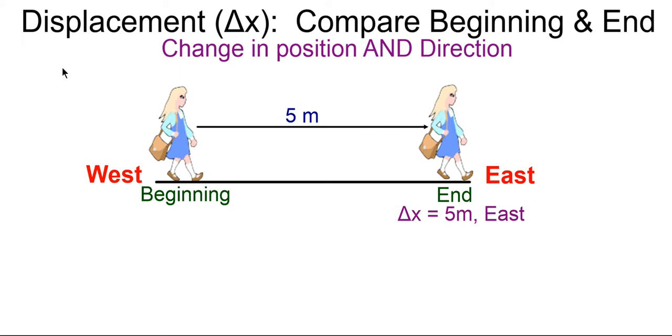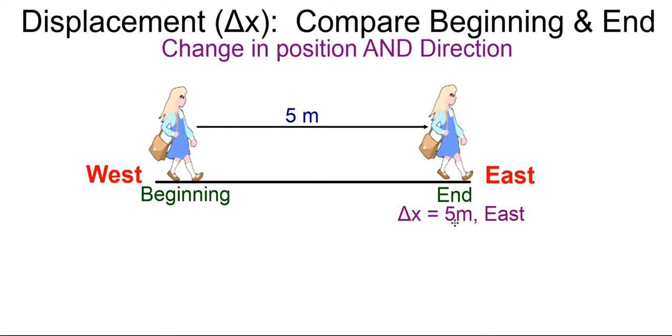Now, the first one is displacement. It's delta x. That's change in position. Now, when you do displacement, you compare beginning and end. And you need the change in position and you need direction. So here's beginning here, right? And she walks 5 meters and there's the end of this simple little trip.